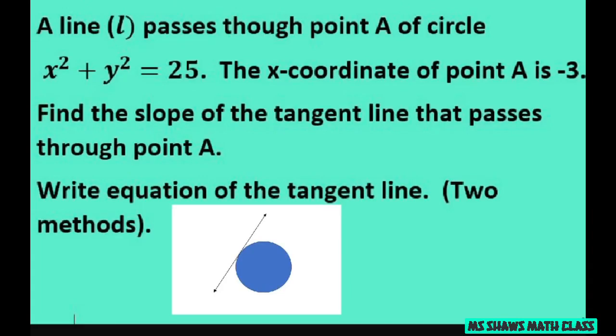Everyone, a line L passes through point A of a circle, x squared plus y squared equals 25. The x coordinate of the point A is negative 3. I'll put A, so we have negative 3 comma y. This is your line. We're going to find the slope of this tangent line that passes through point A. We're going to write the equation of the tangent line.